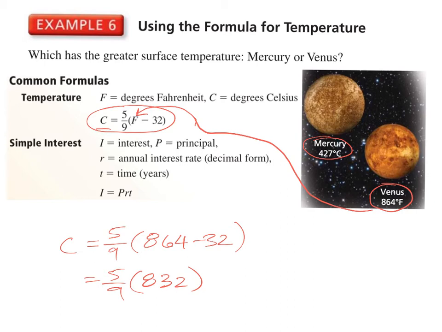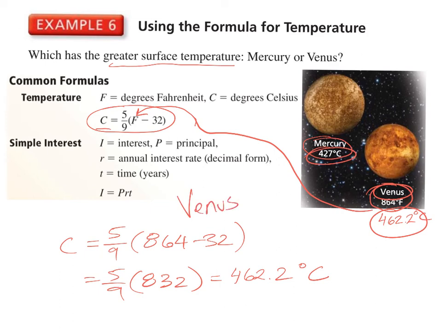When you start working with bigger numbers, you could also just use your calculator. So 5/9 of 832. That gives us 462.2. All right, so this is degrees Celsius. So now I have 462.2 degrees Celsius. All right, going back to the question, which has the greater surface temperature, Mercury or Venus? Well, that would be Venus, because this one is bigger than this one. All right, so Venus is our answer. On to the next example.